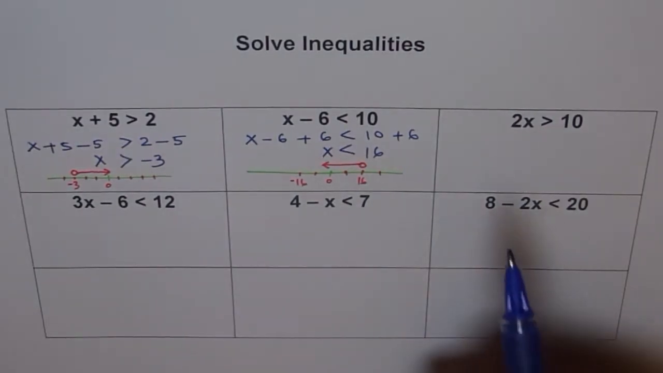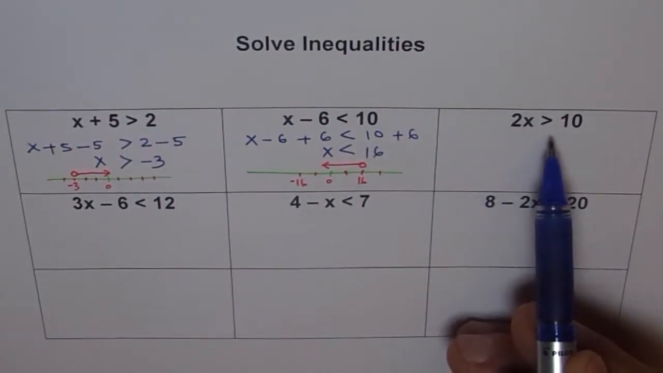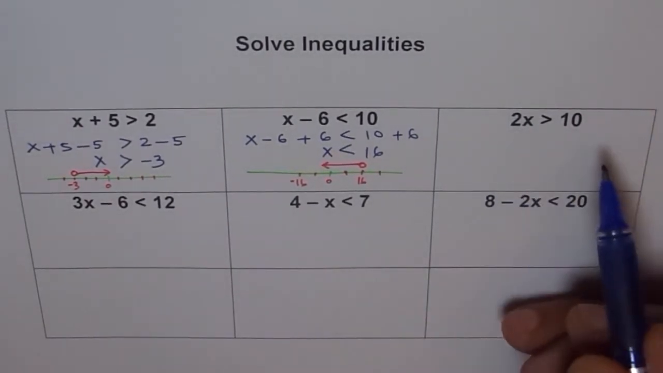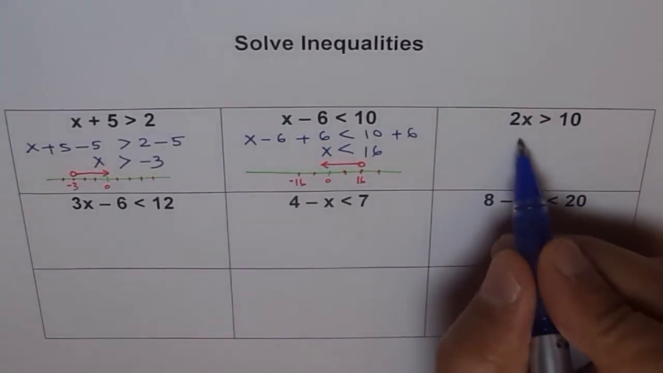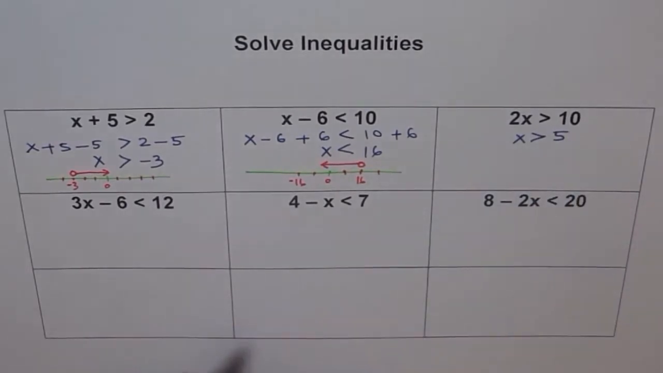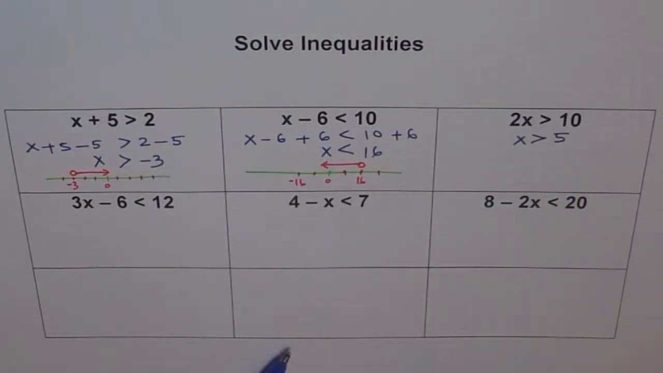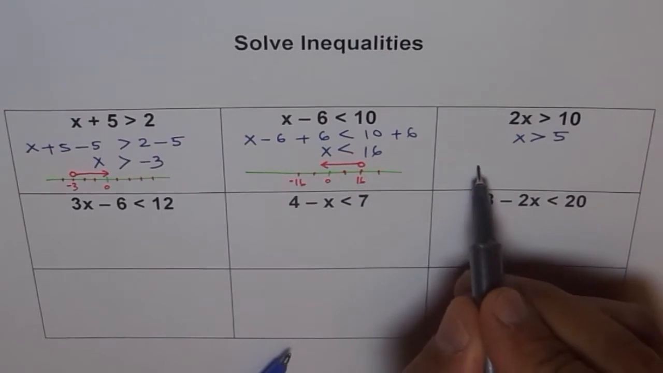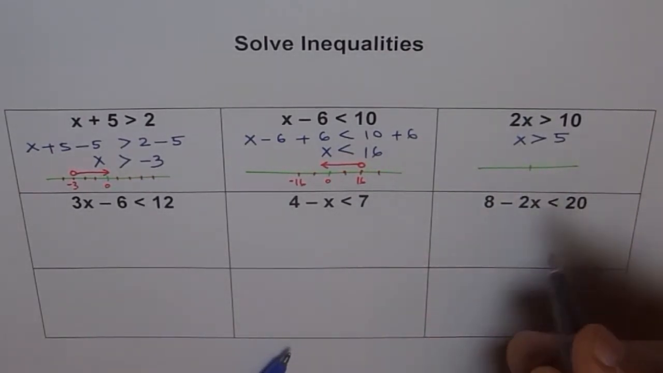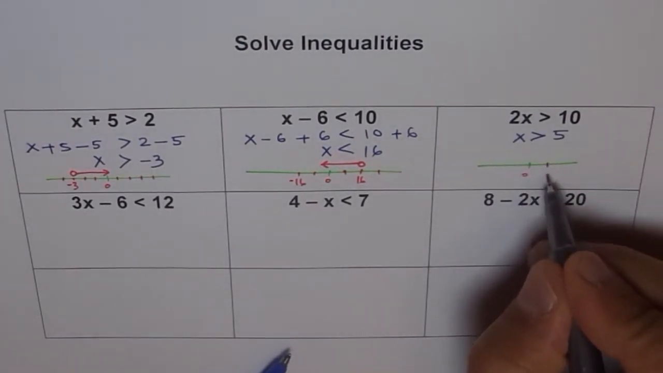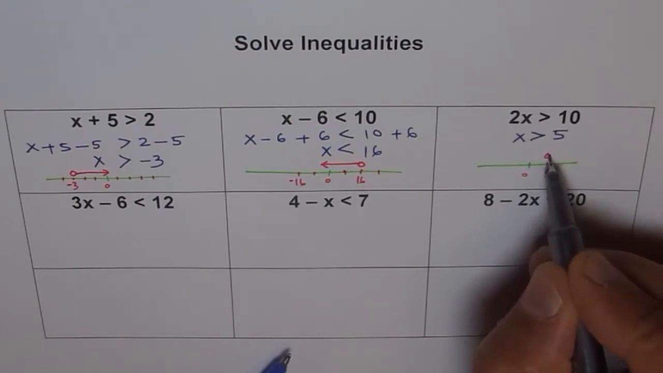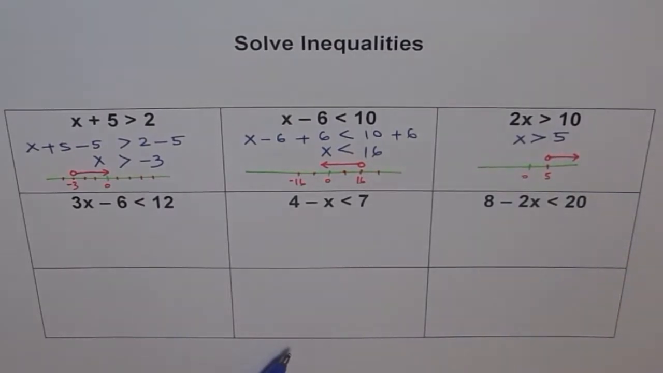Now let's try to solve this inequality. 2x is greater than 10. Now, to get rid of 2, what should we do? Divide by 2 on both sides. Once we divide, we get x is greater than 10 divided by 2, which is 5. That's our solution. And how should we represent the solution on the number line? Well, let's say this is 0 and x is greater than 5. So let's say this is 5 for us, okay? So the solution is x is greater than 5. That means it is on this side of 5, correct? Okay.